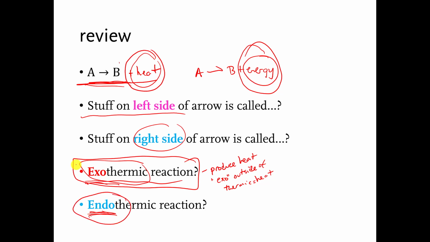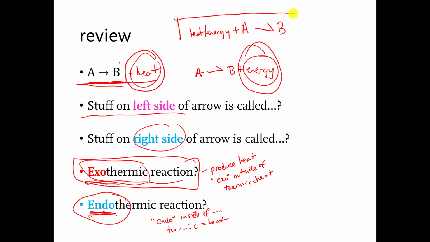Endothermic reactions are the opposite of exothermic. Endo basically means inside of, and thermic again means heat. So endothermic reactions are when heat or energy goes inside of one of the molecules. You can think of it that way. Basically, endothermic reactions will have heat or energy written on the left side of the arrow. If you saw a reaction where heat or energy was on the left side of the arrow, that means heat is a reactant, and that means that reaction is endothermic. Heat goes from the outside world into molecule A, and it turns it into molecule B.